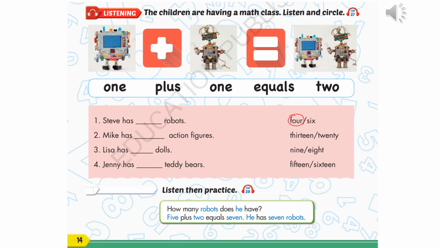2. Mike has 15 action figures. His brother gives him 5 action figures. How many action figures does Mike have? 15 plus 5 equals 20. He has 20 action figures. Good job.